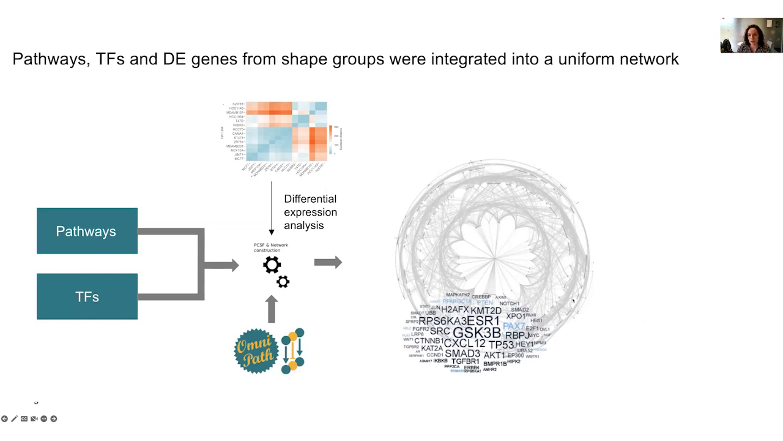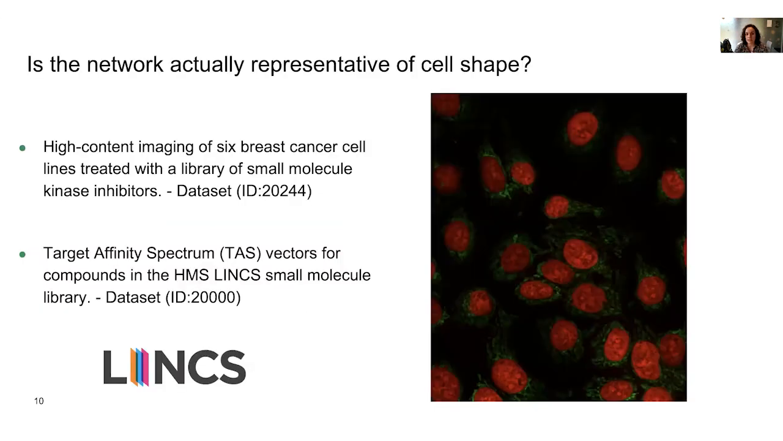And the resulting network comprised about 600 nodes. And here's a word cloud with the key nodes, the ones that have the biggest betweenness centrality. And you can see which ones are the major players in this network. Okay, so now we have a network that we believe has the major components that regulate cell shape in breast cancer cells. Is it actually representative of cell shape?